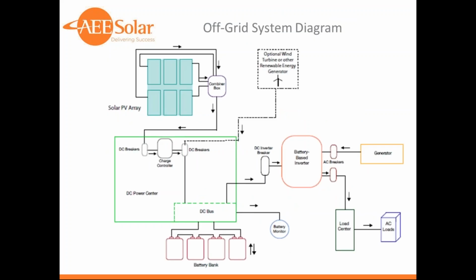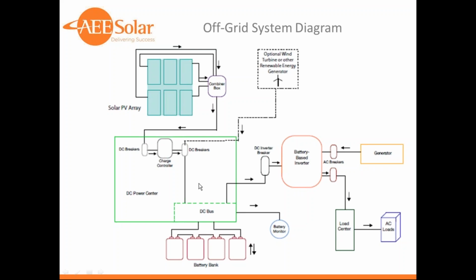So here's just a basic diagram of an off-grid system. This is out of our catalog, actually. And if you can see here, we have a PV array. In this case, we just have 6 modules shown, but they're in 2 strings of 3 for a 150-volt charge controller. The output of each of those 2 strings go into a combiner box, which has either fuses or breakers for each string that then combine them into a single PV output circuit, which then goes down to this green line here, the DC power center.